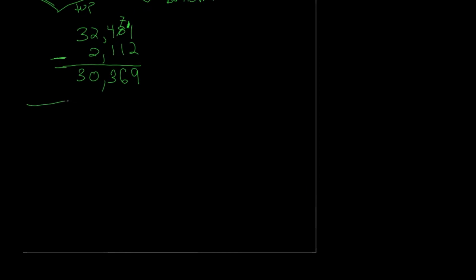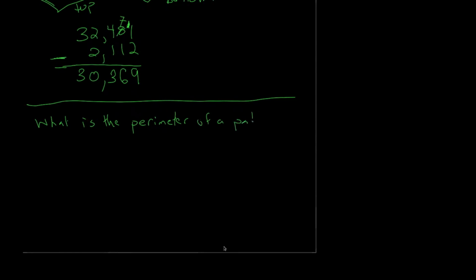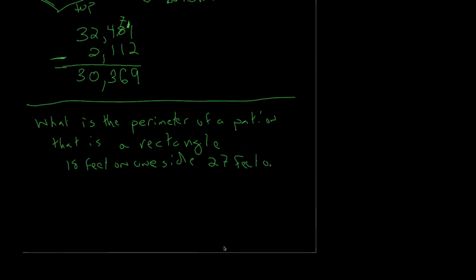To a little bit of geometry. And so the problem is, they ask, what is the perimeter of a patio that is a rectangle? "18 feet on one side and 27 feet on the other."